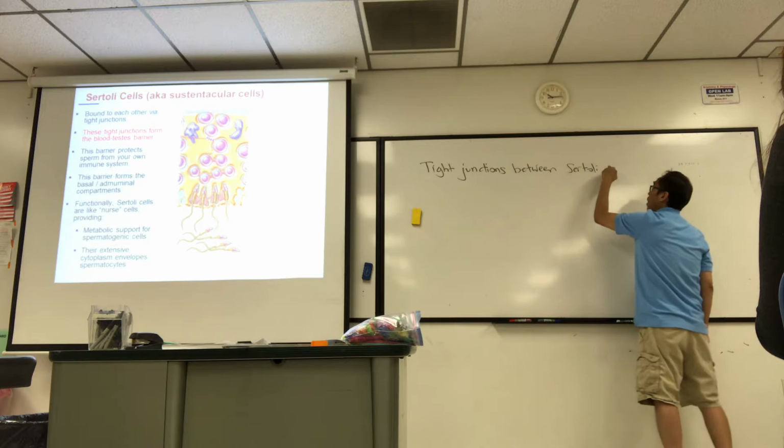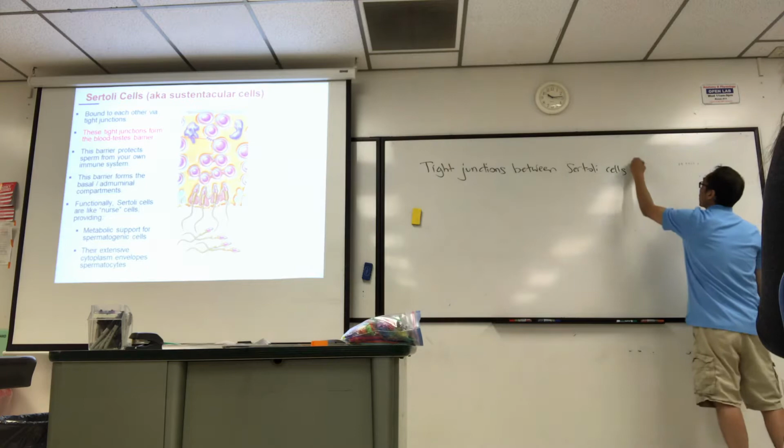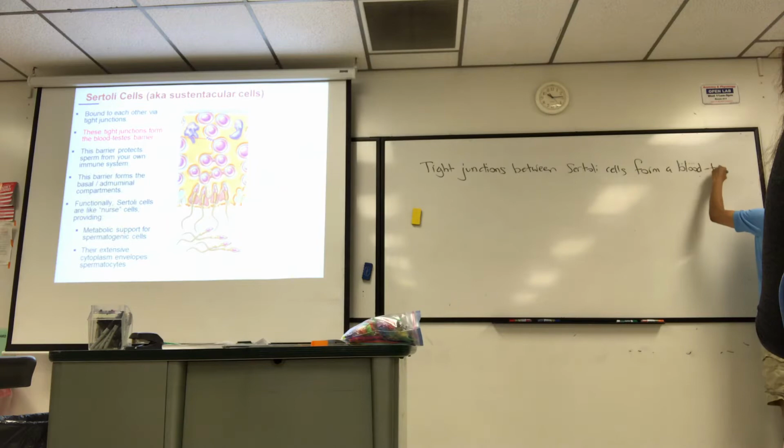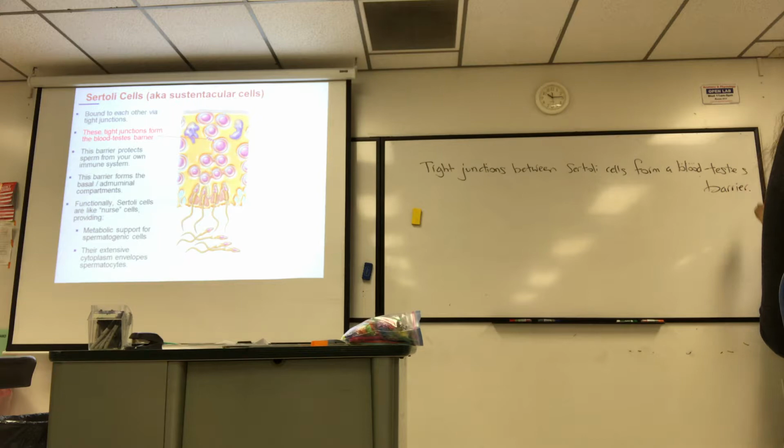Tight junctions between Sertoli cells form a blood-testis barrier. In whole blood, your immune system might see the developing sperm in a man as non-self, so that it could attack them. So that barrier is pretty important for the developing sperm. All those other details, I think I did mention.